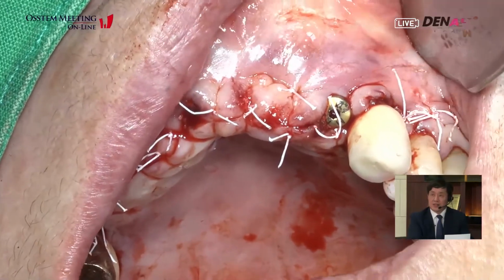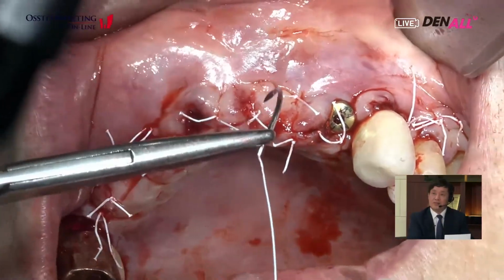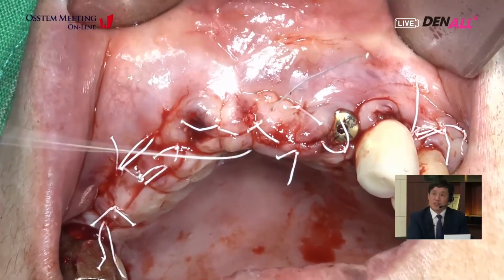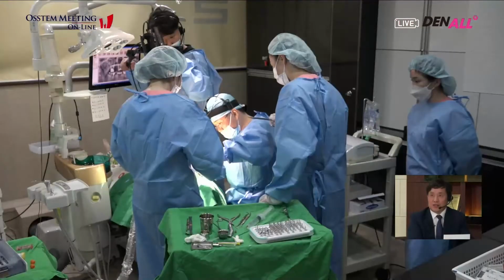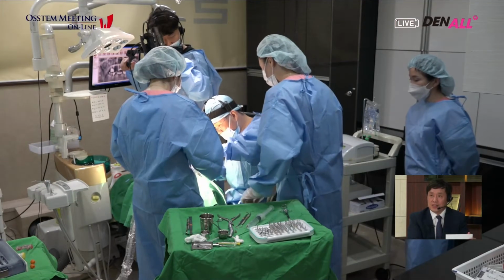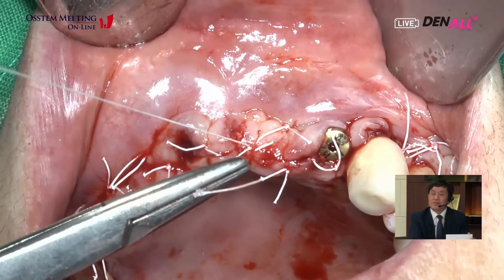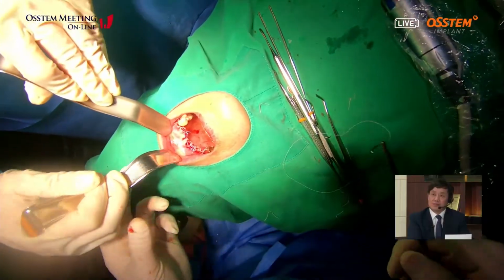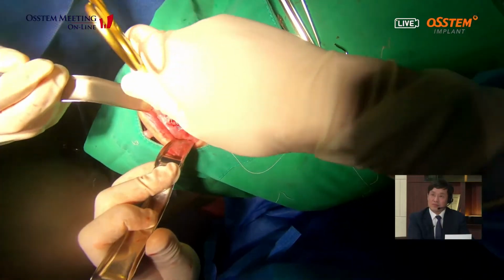I will do additional simple interrupted suture. Yeah, Dr. Kim said the PTFE suture material is very good for the tension control and with the flap control. It's almost done here.